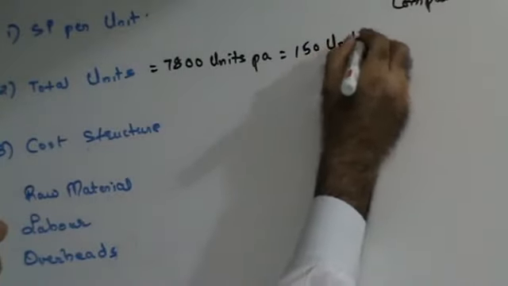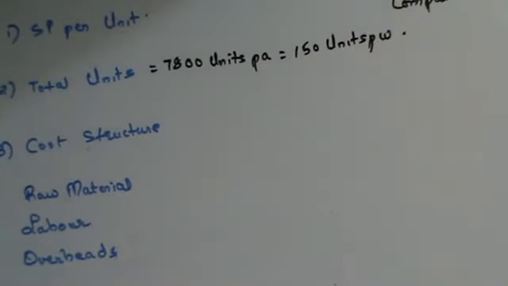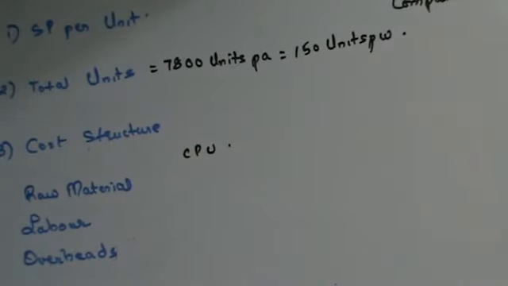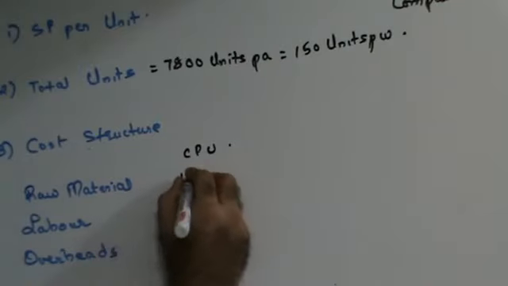Why did I do it per week? If you read the sum, all the adjustments that are given to you are in terms of per week. Now they are saying that raw material cost will go up by 10%. The raw material cost in 2001 was 12,000. 12,000 plus 10% is 13,200.